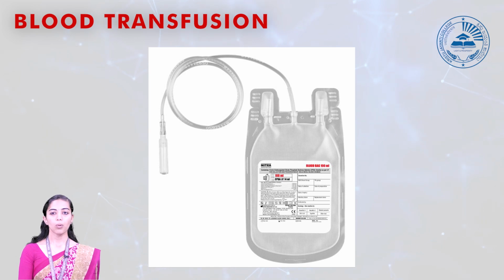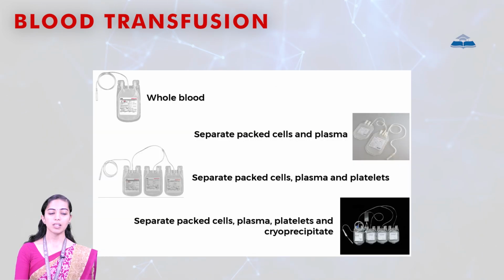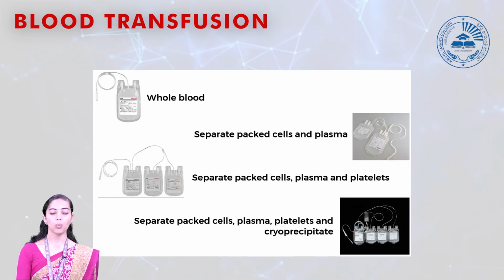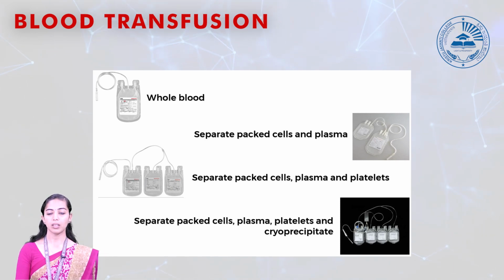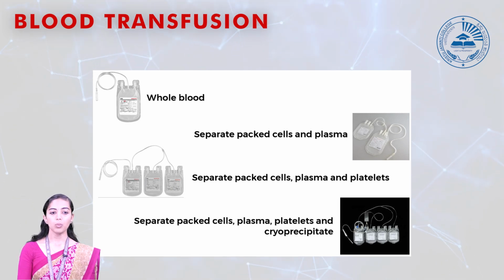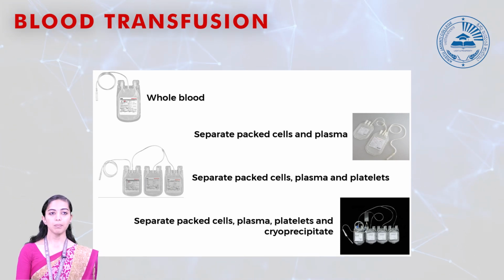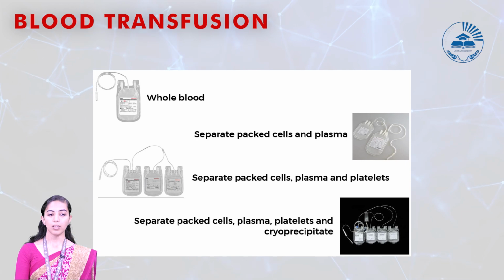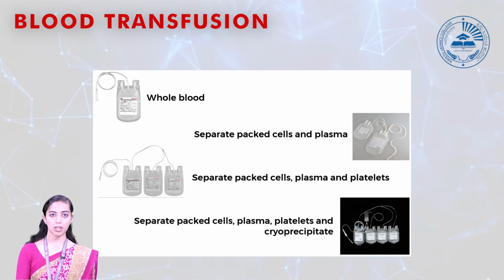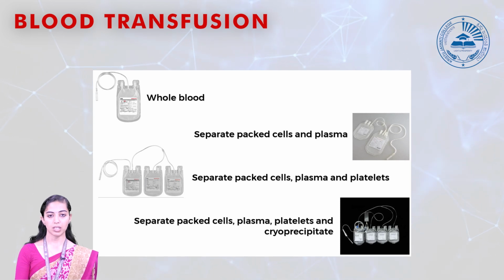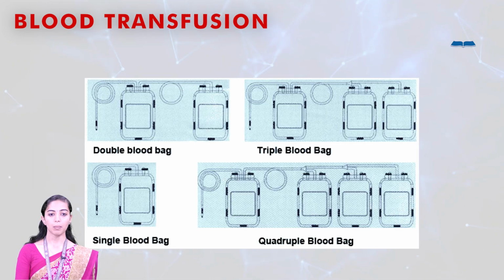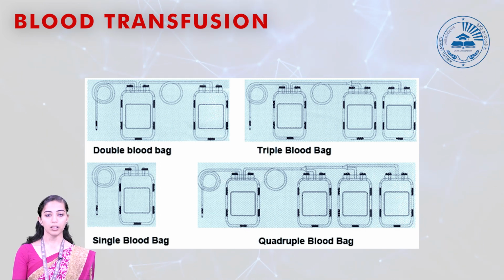If you want to store whole blood, we use a blood bag called a single blood bag. If you want to separate packed cells and plasma, we use two separate blood bags connected with a tubing. This is called the double blood bag. If you want to separate packed cells, plasma and platelets, we take three bags, called the triple blood bag. At the same time, if you want to separate the packed cells, plasma, platelets and cryoprecipitate, we use a quadruple blood bag. So this is how single, double, triple and quadruple blood bags look.